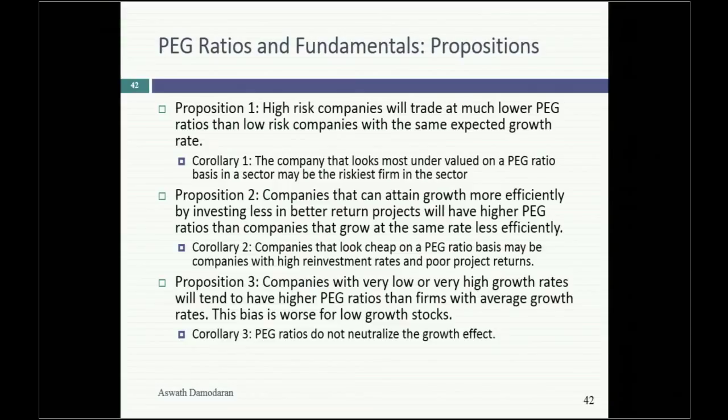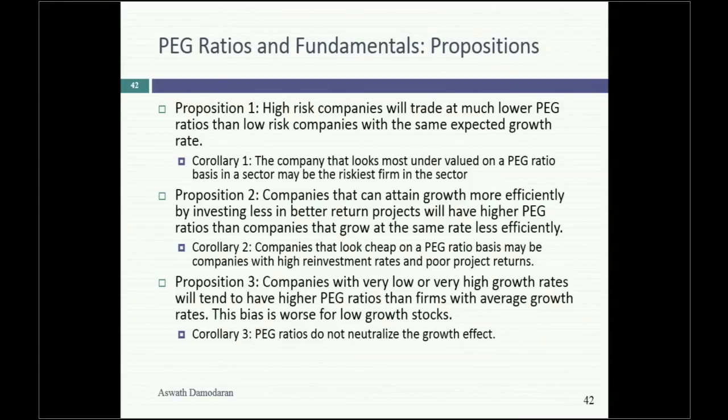So here are my basic propositions with PEG ratios. First is, if you don't control for risk, high risk companies will always look cheap on a PEG ratio basis. High risk sectors will always look cheap relative to low risk sectors. Second, if you can grow more efficiently, earn a higher return on equity, I would expect you to have a higher PEG ratio than if you don't. So companies that have terrible returns on equity will look cheap on a PEG ratio basis.